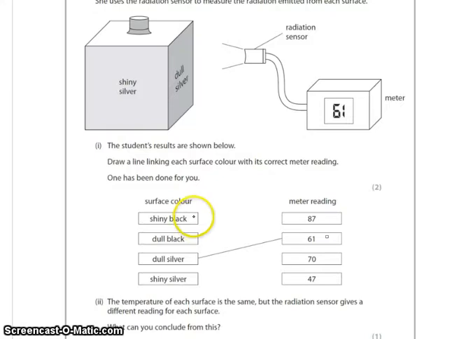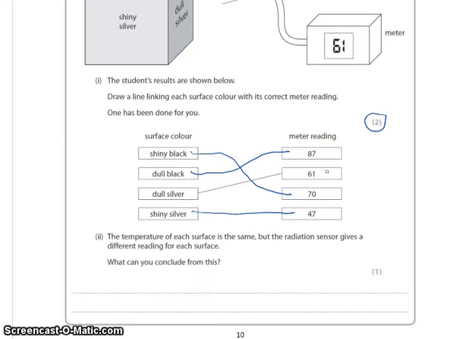Now, what we know then is that dull black is the best emitter of heat, followed by shiny black, because black is the best emitter. Shiny silver is going to be the worst. Now, if you got one right, you get 1 mark. You need to get all 3 right to get 2 marks there.